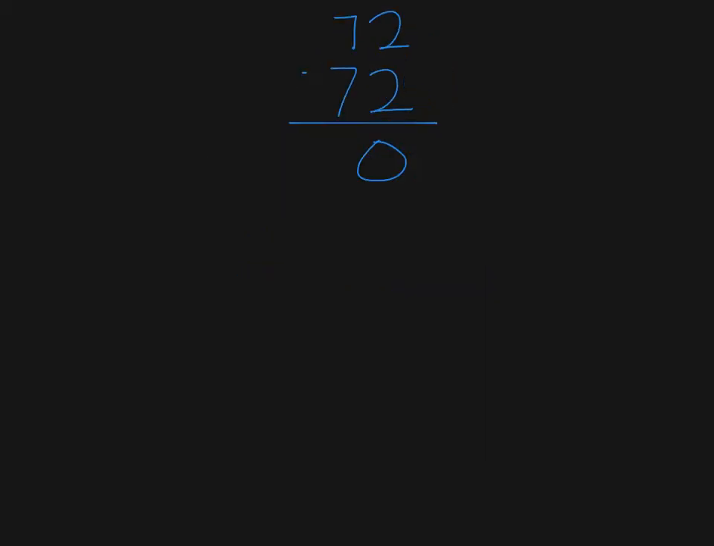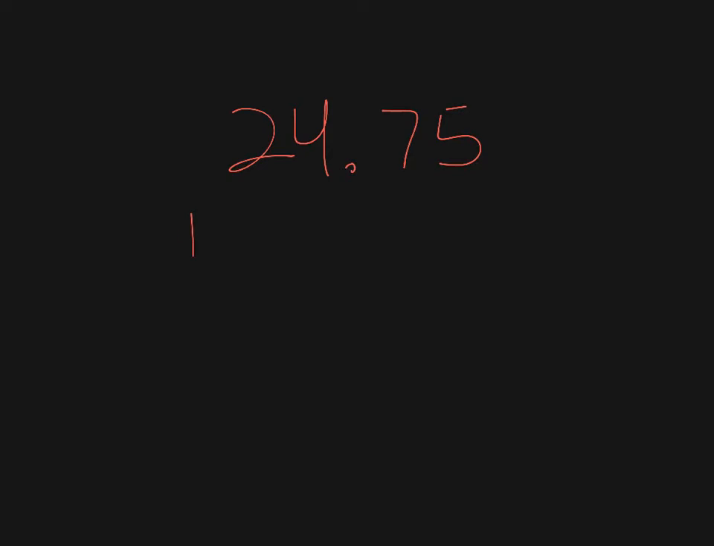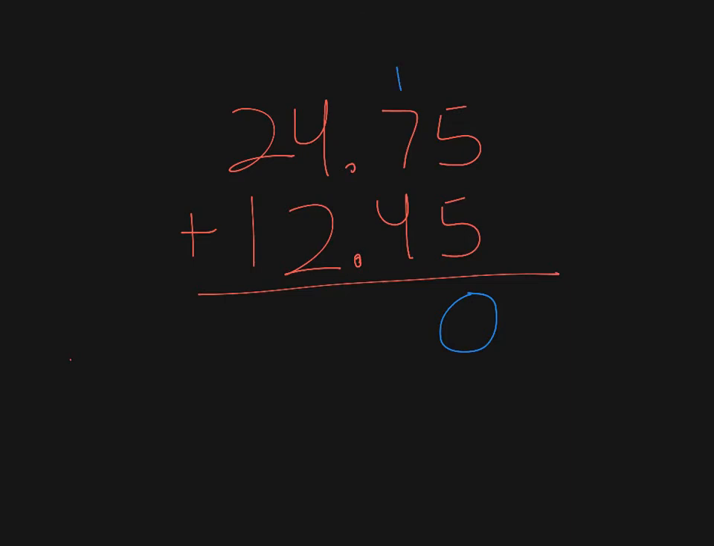For the third one, I have to find the sum. So I have to add 24 and 75 hundredths plus 12 and 45 hundredths. I know that 5 plus 5 is 10, so I carry my 1. 1 plus 7 is 8. 8 plus 4 is going to be 12. I carry my 1. My decimal can go straight down. 1 plus 4 is 5. 5 plus 2 is 7. And 2 plus 1 is 3. So the sum is 37 and 20 hundredths. Or you can say it's 37 and 2 tenths because you can get rid of that 0. Or, you can get rid of that 0 if you like.